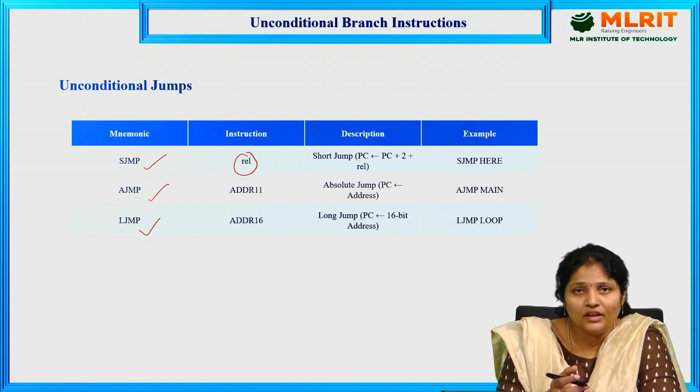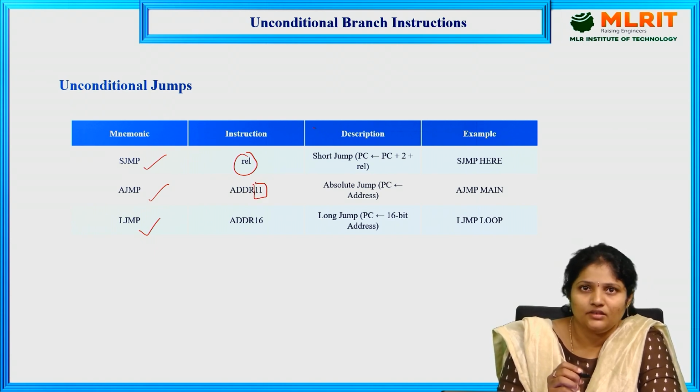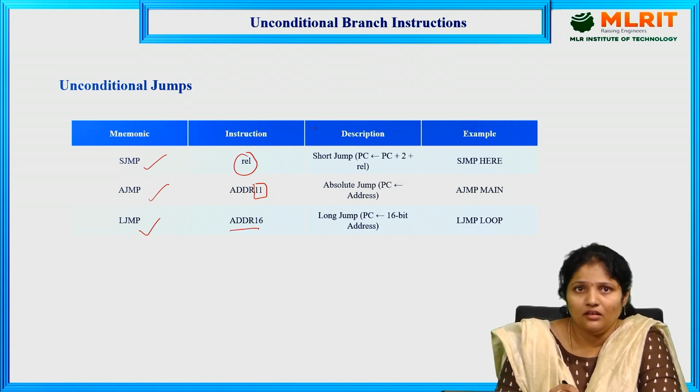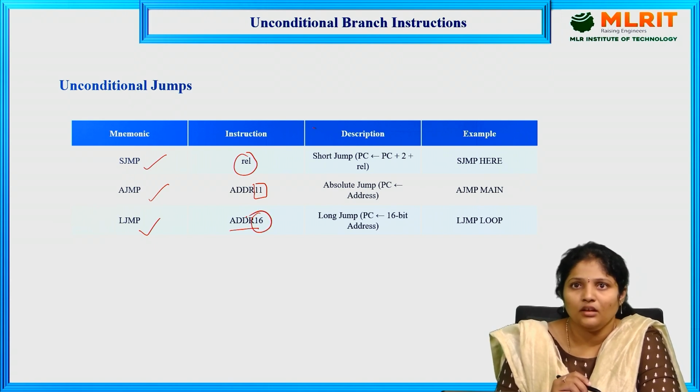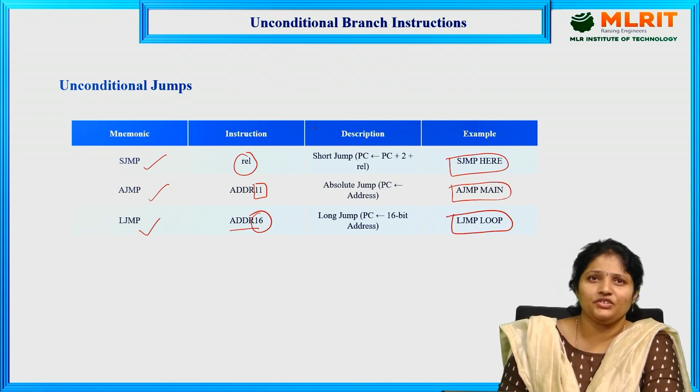If we want to mention the address in an absolute jump, we will mention it within 11 addressing lines. So we can give 11 addressing lines over here. Next, in the long jump, we will mention a 16-bit address. So this is how we will write these unconditional jumps.